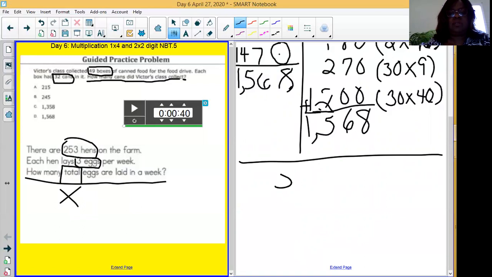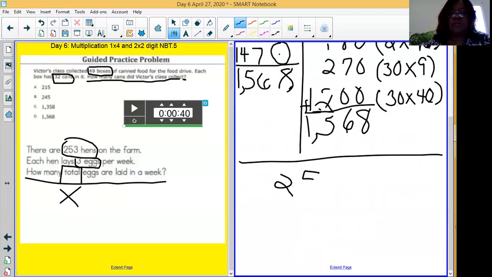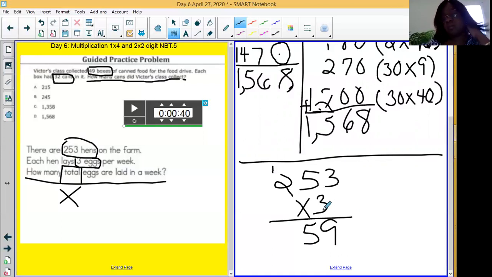Okay. So 253. And I'll multiply that by 3. Starting in my ones column, 3 times 3 gives me 9. 3 times 5 gives me 15. Put down my 5, carry my 1. 3 times 2 gives me 6, plus 1 gives me 7. So there were 759 total eggs laid for the week.